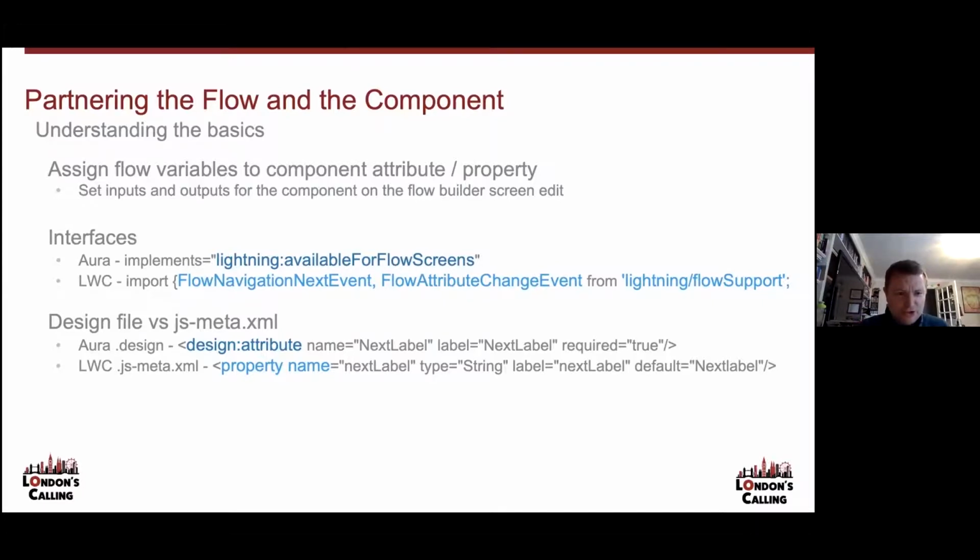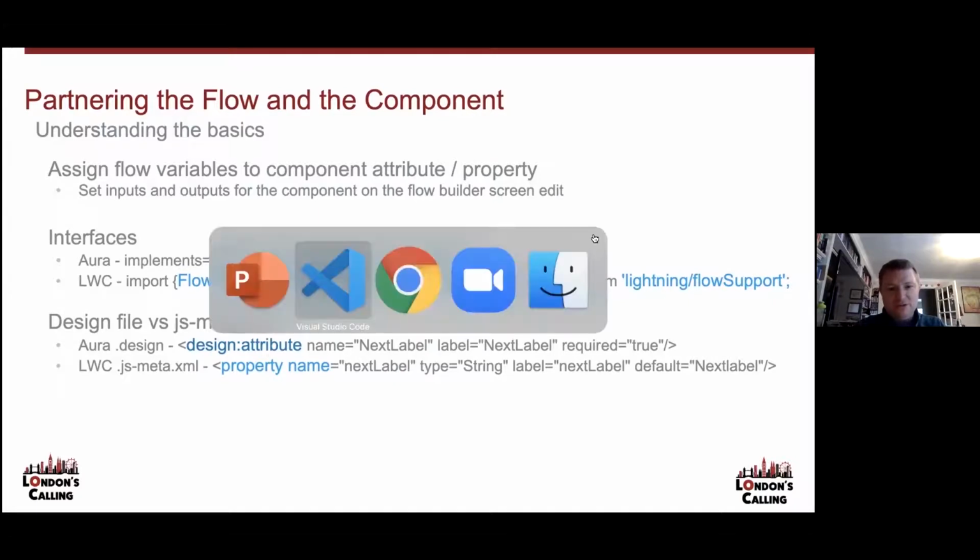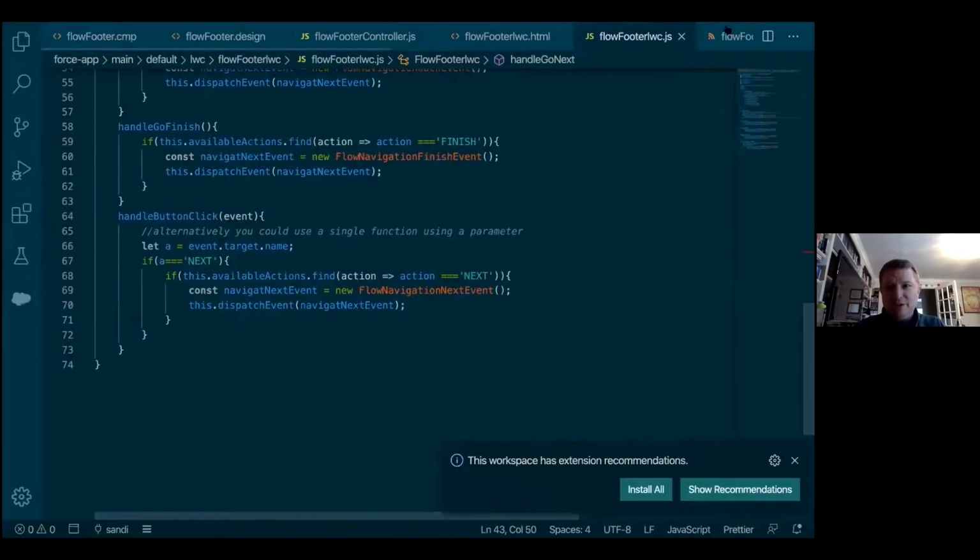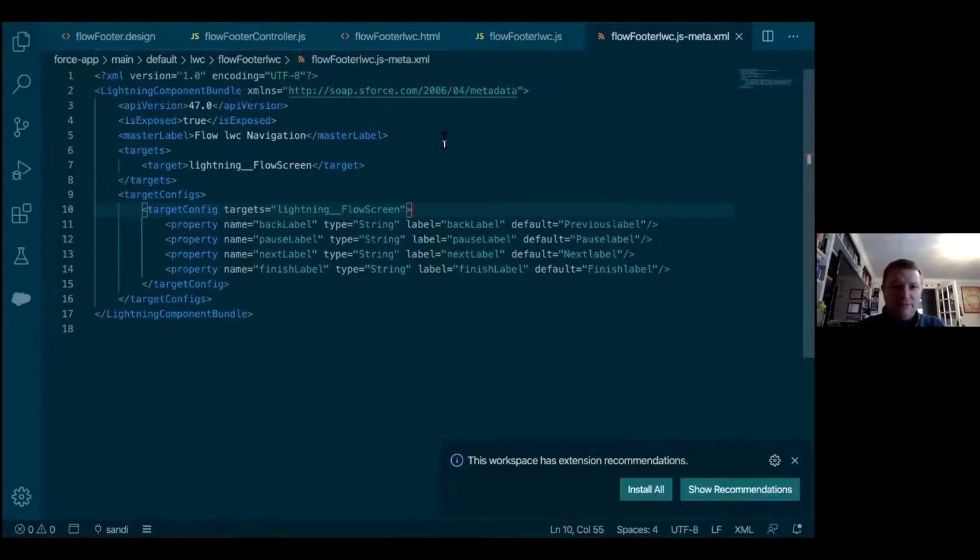So in terms of the Aura component, we need to represent these in the design file. And for the Lightning Web component, we need to put these in the JS meta XML file. I've just realized that I haven't actually shown you the JS meta file. We'll come back. So here's the JS meta file.